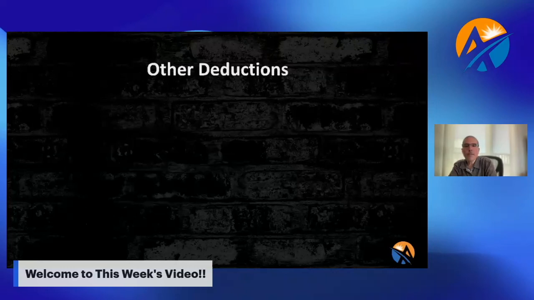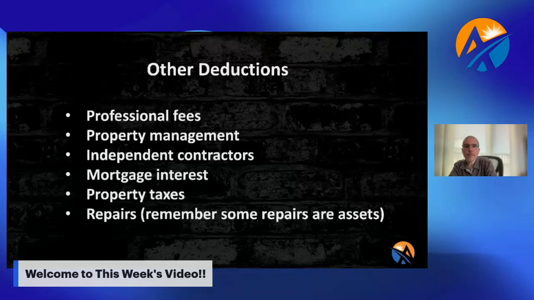So, some other deductions you could possibly take for your rental property include costs such as professional fees, property management costs, independent contractors, interest, taxes, repairs. But remember, some repairs could be considered an asset that would need to be depreciated over time. The key is to make sure you are doing accurate bookkeeping to make sure you deduct all the costs you're entitled to deduct and able to provide documentation should you ever be questioned by the IRS.